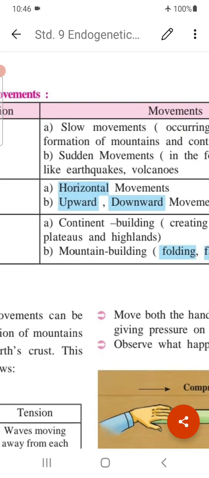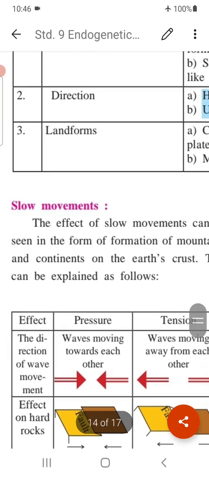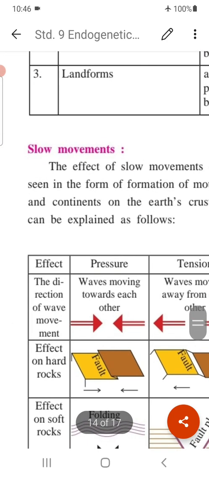Breaking. The rocks, which are two huge rocks, break down and these faults form. So what are all these things? Let's see one by one. These slow movements we are going to study in this part. In the next video, next week, we'll study the sudden movements, that is earthquakes and volcanoes.